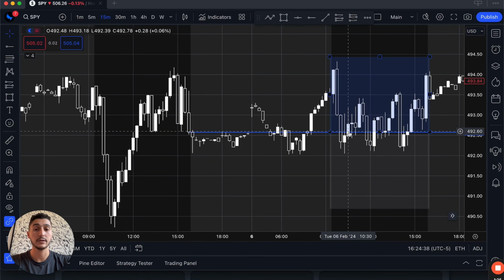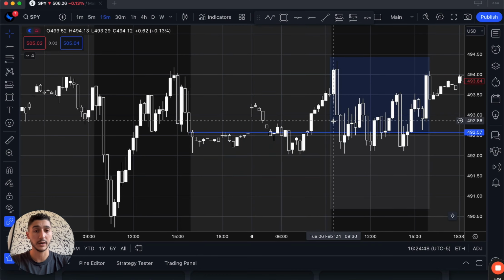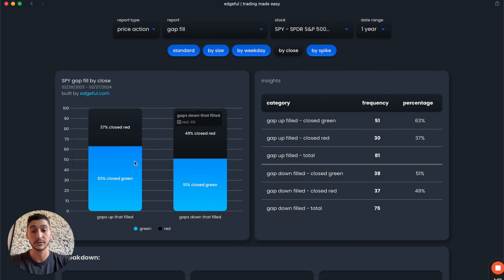So again, just a quick recap. Previous day's closing price is the gap fill. We opened above, so that's a gap up. So now we're looking at here, gap up, because we opened above this blue line. Price comes down, touches the blue line. That's a gap fill. Then price closed above this blue line. So that is a gap up that filled and closed green.